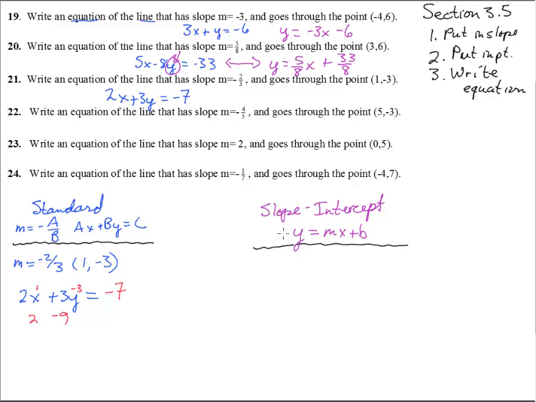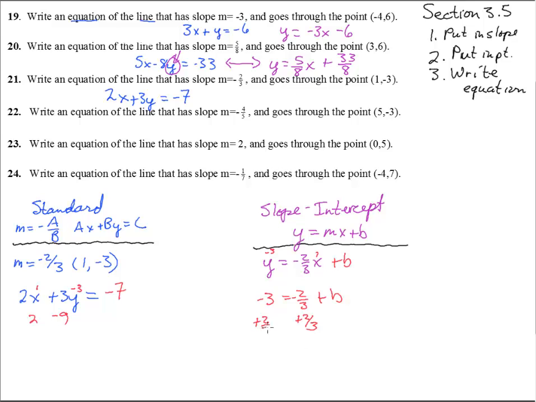Okay, now for slope-intercept. Put the slope in. That's y equals -2/3 x plus b. Stick the point in, 1, negative 3. We get negative 3 equals negative 2/3 plus b. Add 2/3 to both sides.